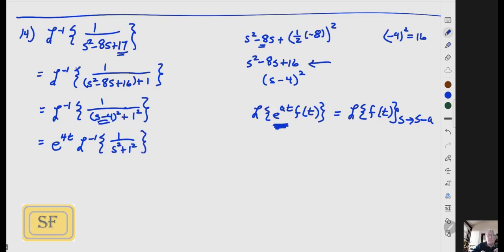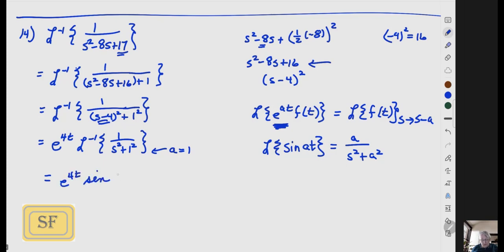With the sum of squares in the denominator, you want to think sine and cosine, and it's the sine that has a constant at the top, and then s squared plus a squared at the bottom. So the Laplace of sine of at is a over s squared plus a squared. Here, a is 1 for that formula, and notice you have the 1 at the top. So this is e to the 4t times sine of 1t, or just e to the 4t sine t.